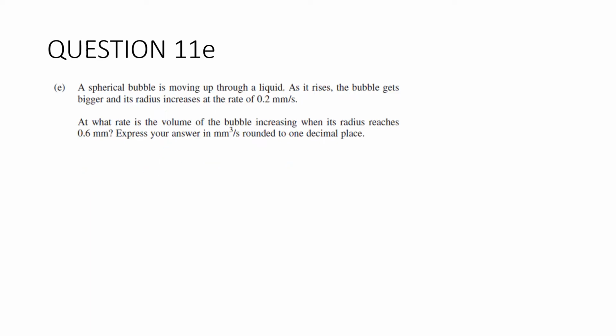E. A spherical bubble is moving up through a liquid. As it rises, the bubble gets bigger and its radius increases at the rate of 0.2 millimeters per second. At what rate is the volume increasing when the radius reaches 0.6? Express your answer in millimeters cubed per second rounded to 1 decimal place.